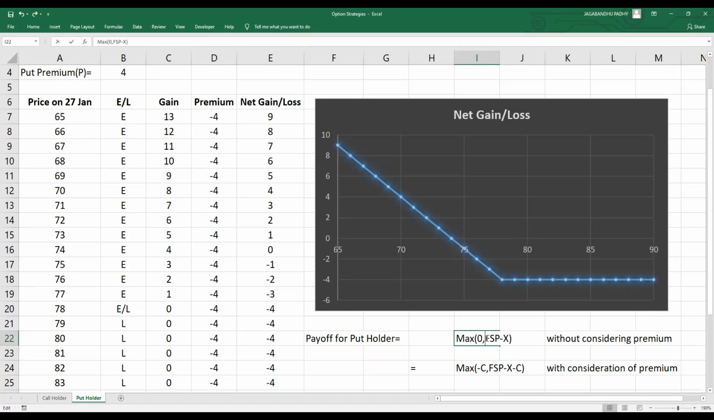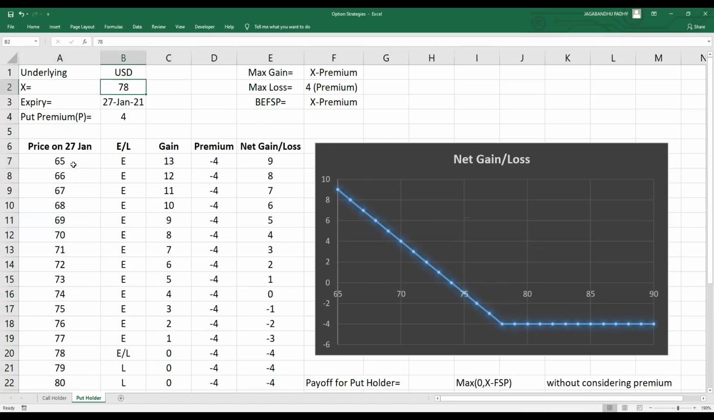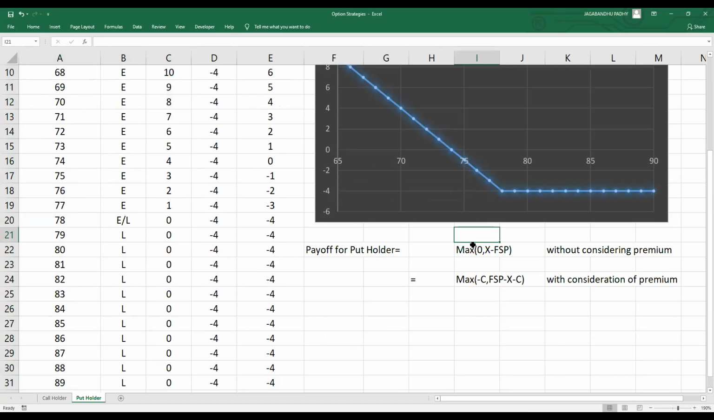That is going to be maximum of 0 or, without considering premium, can I say strike price minus FSP? Correct? Or is it something different? So what is FSP again? Future spot price, meaning the market price. So can I call this maximum of 0 and strike price minus FSP without considering the premium? Yeah. If you observe over here, either it is 0 or it is 78 minus 65, 78 minus 66. So that is where it works out to be.